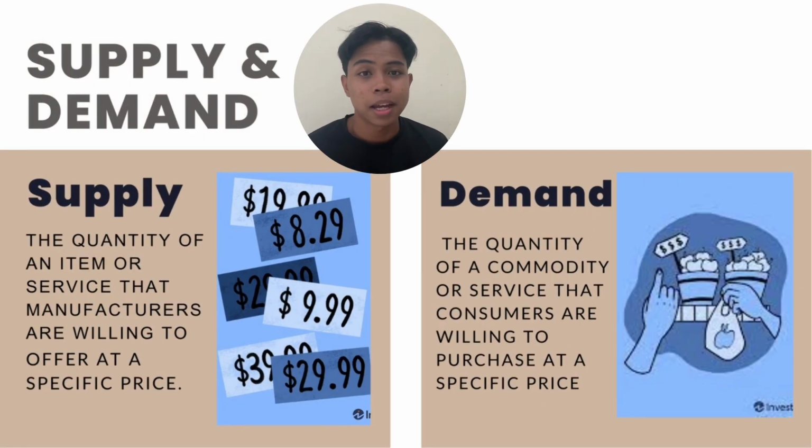Understanding the ideas of supply and demand is crucial to comprehending the market equilibrium diagram. The quantity of an item or service that manufacturers are willing to offer at a specific price is known as the supply. The quantity of a commodity or service that consumers are willing to purchase at a specific price is known as demand. A commodity or service must have a rise in both supply and demand to keep up with the demand. To balance supply and demand, the price of the commodity or service will rise if there is a limited supply and a high level of demand.